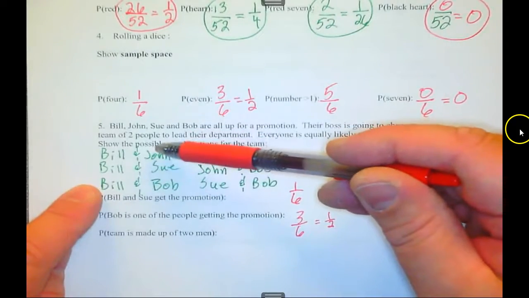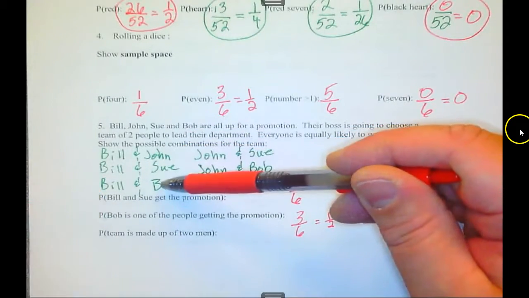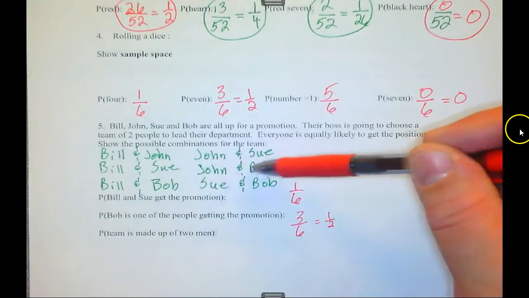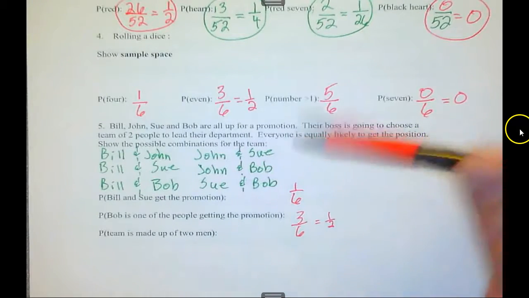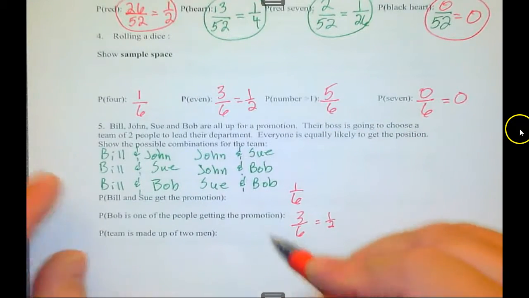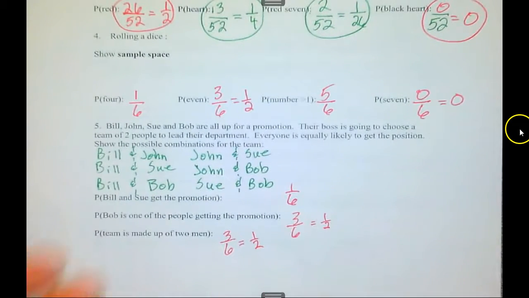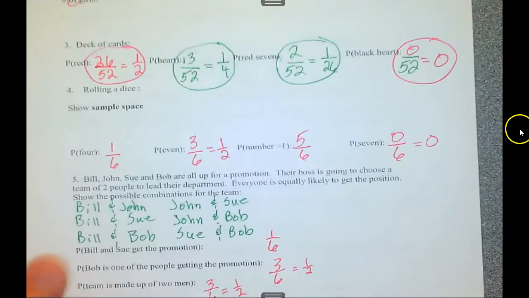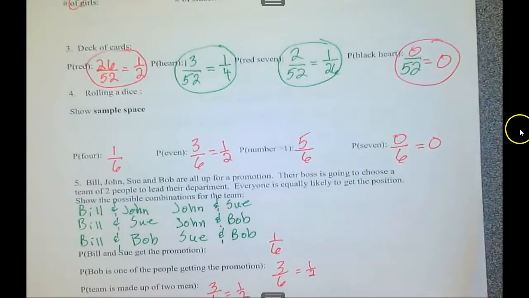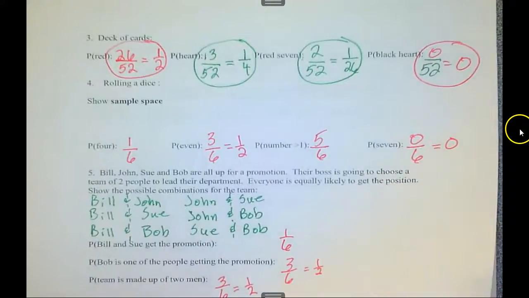Let's see. Bill John, Bill Bob, John Bob. That's it, right? 3. It's 1/2. Bill Sue, John Bob, John Sue, Bill John.